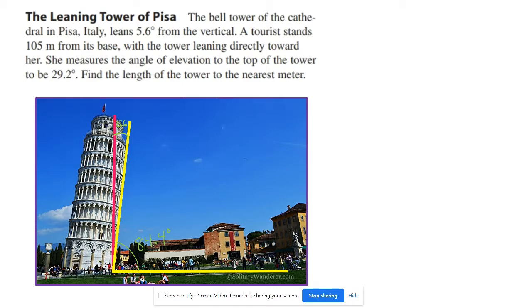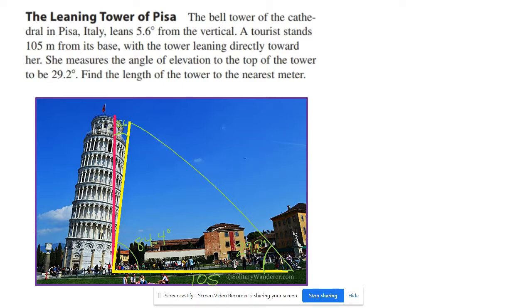It says a tourist stands 105 meters from the base of the tower. So this yellow line I drew here is going to be the 105. That may be hard to see, but that's 105 meters along the base. Then it says she measures the angle of elevation to the top of the tower. The idea is she's standing way out here, looking up to the top of the tower at an angle. This angle right here is your angle of elevation from the ground, where she's standing, up to the top of the tower: 29.2 degrees. That's what angle of elevation means.